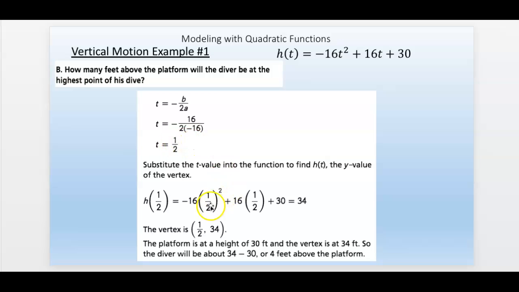Then plug in 1/2 into our original equation, and we find that he's 34 feet above the ground, above the pool at the highest point. So he's just 4 feet above the platform. You can think of it like that. And this is the vertex, 1/2 and 34.